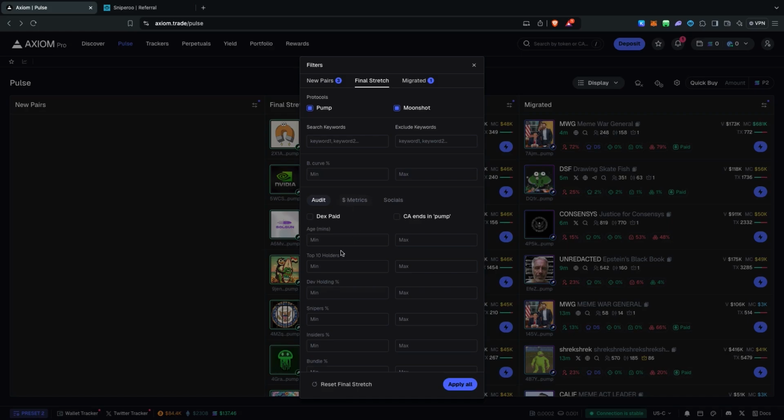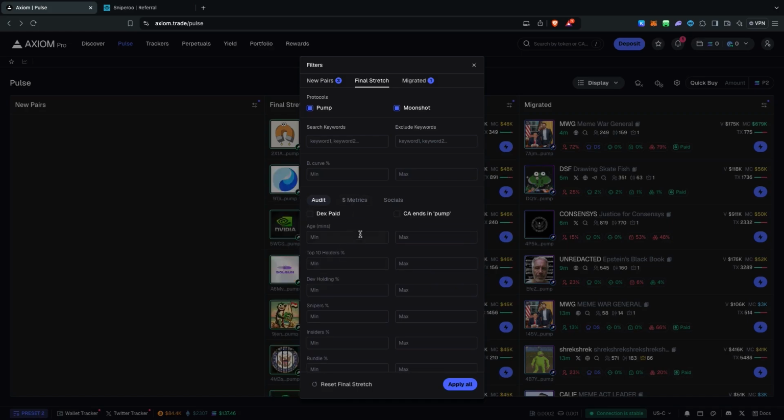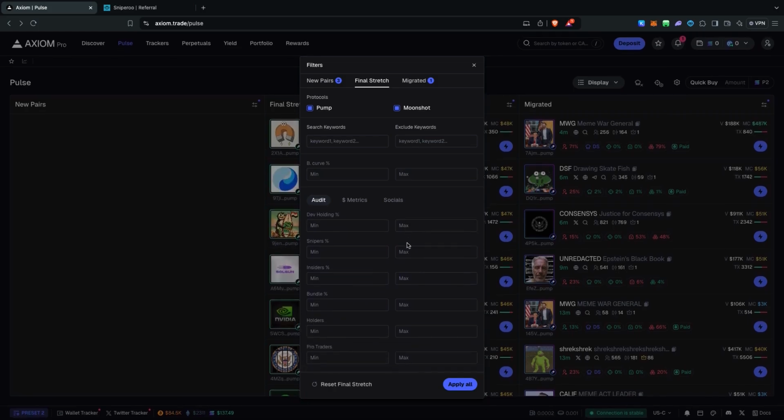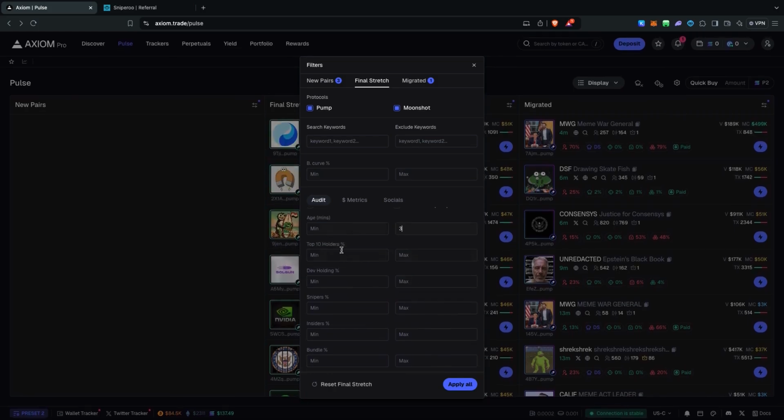The next thing you're supposed to look for, especially when it comes to the final stretch filters, is the maximum minutes. Right over here on the token age, the duration since it was created, make sure you've got 3 minutes. Okay, 3 minutes, then you are done. Forget about these other filters here. It's just going to give you analysis paralysis, and you're probably going to be looking at the wrong data.